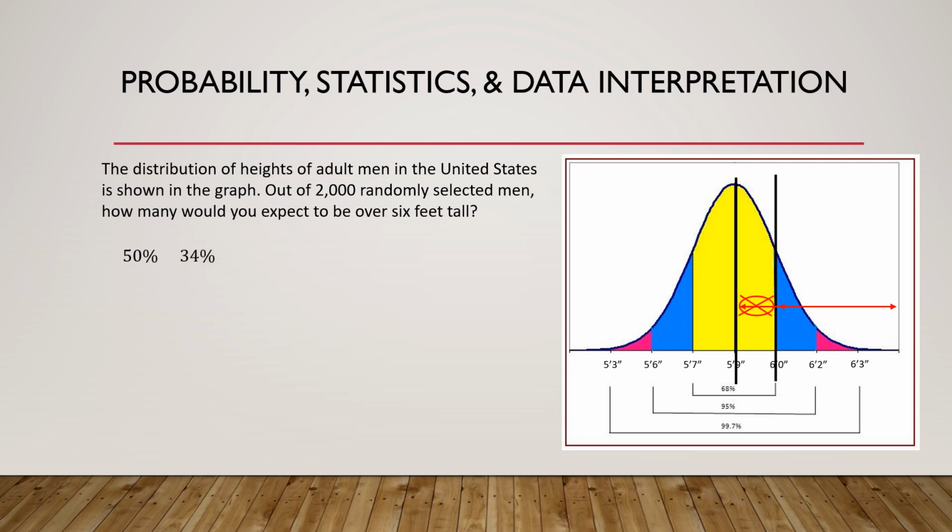Half of 68% is 34%. 50% minus 34% is 16%. This represents the percentage of men that can be expected to be over 6 feet tall in any population with a standard distribution of heights. 2,000 men in the sample times 0.16 is 320 men over 6 feet tall in this sample.